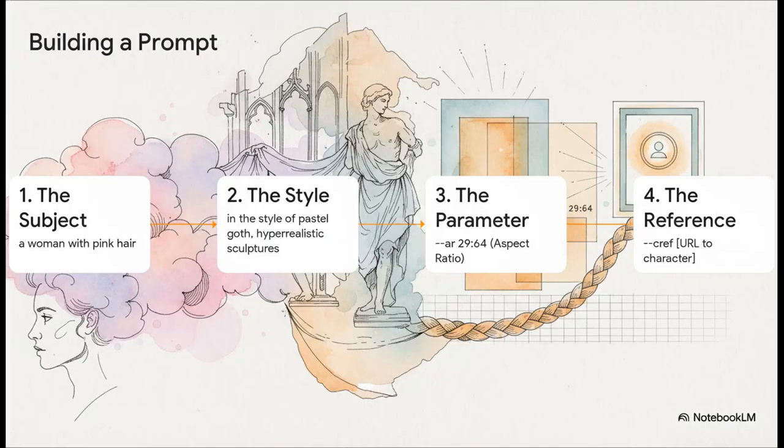So you can see how all these different elements stack together, right? You start with your subject, you layer on styles like pastel goth, you add technical stuff like the aspect ratio, and then you use a character reference to lock in her appearance. You're basically building a recipe, going from a simple idea to a super specific, repeatable creation.